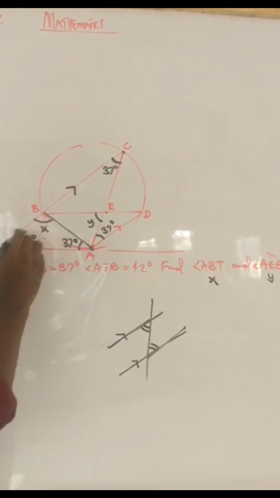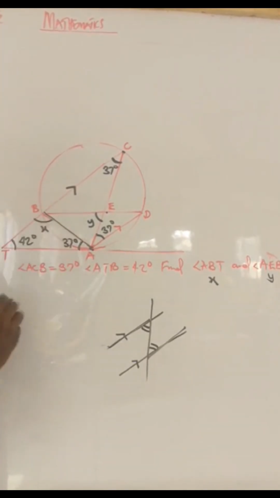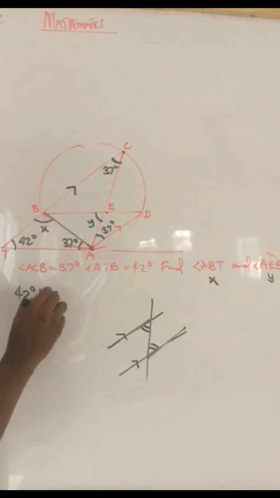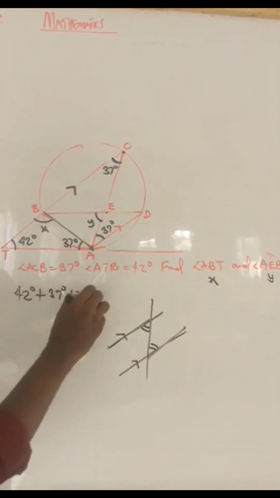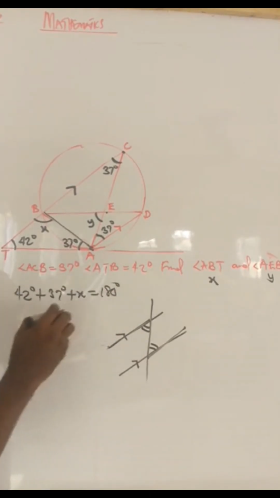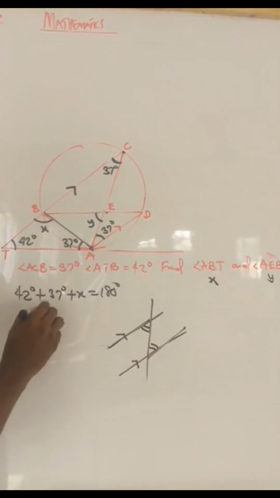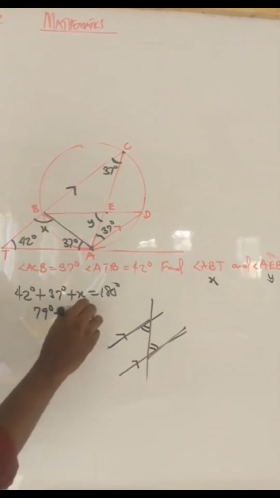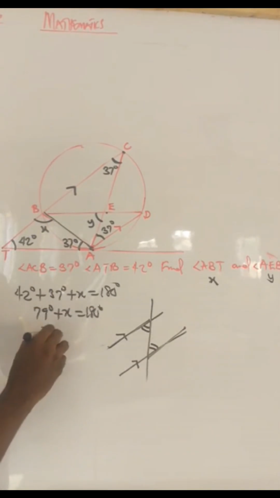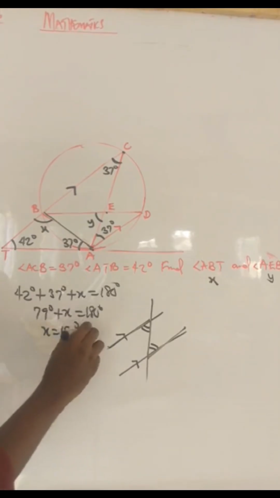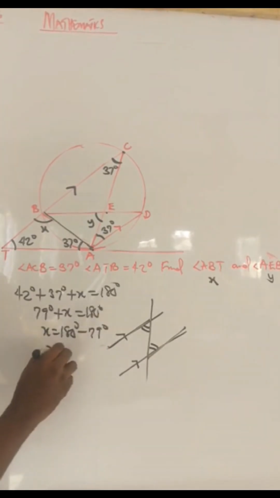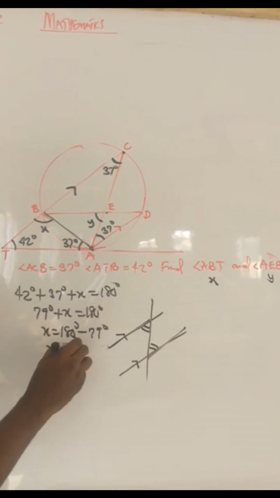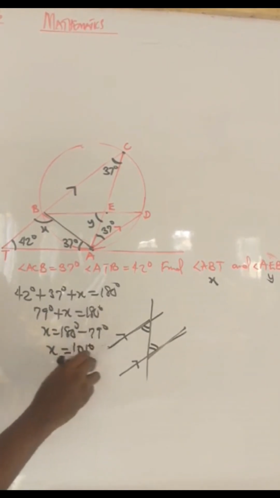Then obviously, using the sum of angles in the triangle, we can get the value of X here. So let's do 42 degrees plus 37 degrees plus X must give us 180. What is 42 plus 37? 79 plus X equals 180. So from here, X equals 180 degrees minus 79 degrees. So what is the value of X, class? 101. Is that understood?